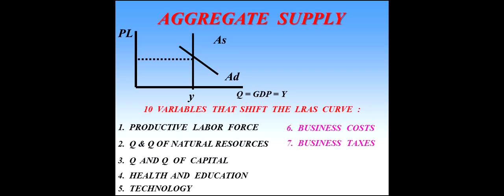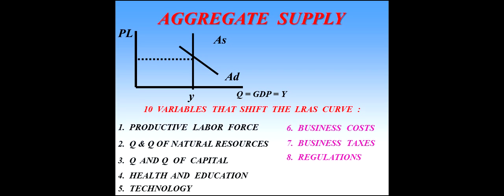Business taxes, again, can go either way. If business taxes are reduced, it will shift the curve to the right. If business taxes are increased, it'll shift the curve to the left. Regulations, government regulations, this is the same thing. Regulations here, if they're added, they increase business costs.